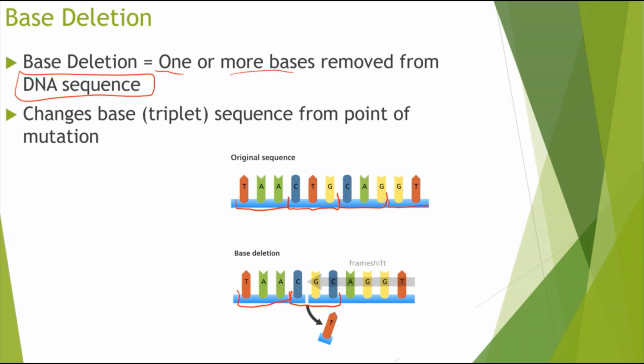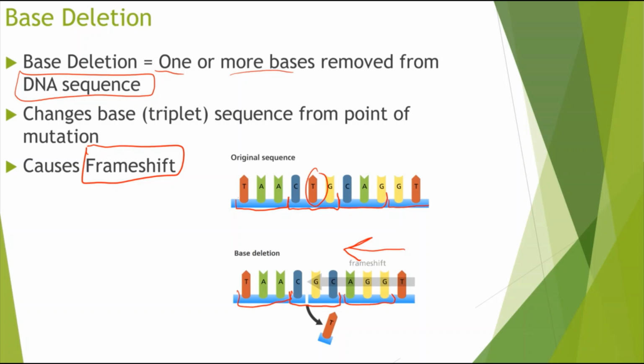And this is not just for the next one. Because we have removed this T, it causes all of these bases to move to the left, so from the point of mutation, the whole triplet sequence would be different now. It wouldn't be the same, and we call this a frame shift because we have shifted all of the bases, and in this case towards the left.